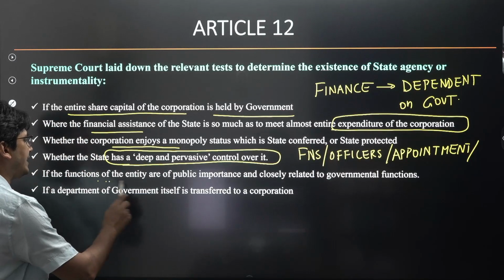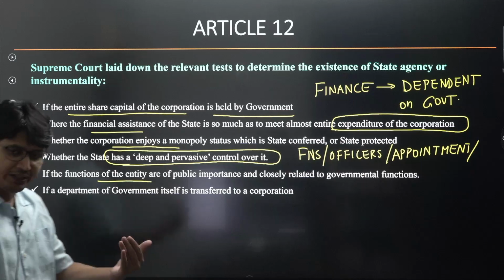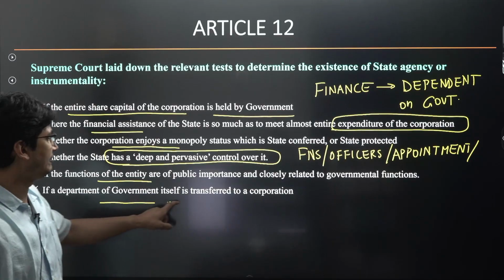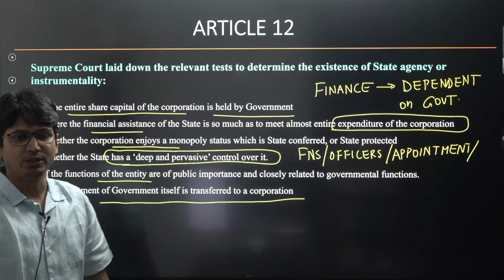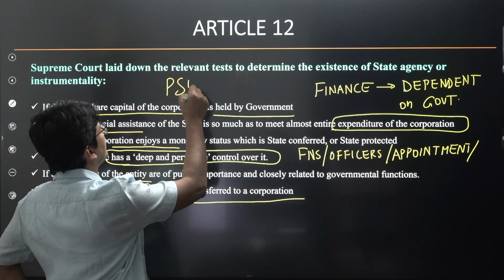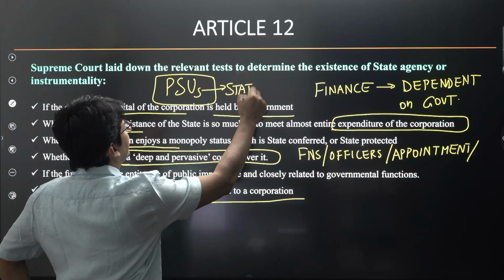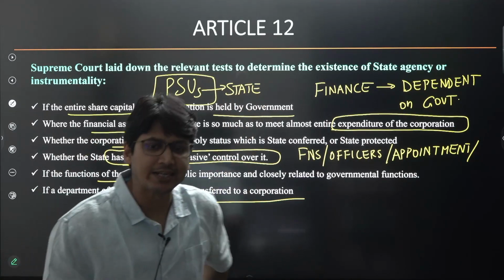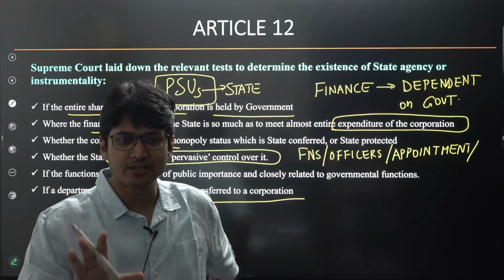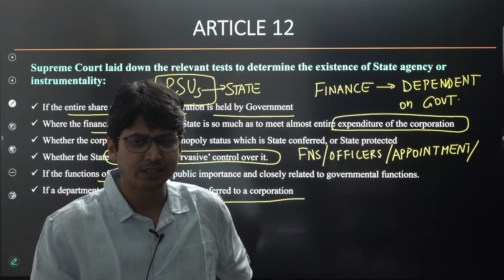If the functions of the entity are of public importance and closely related to governmental functions, do they perform any work for the government, for the public? And if a department of the government itself is transferred to a corporation, in that case a corporation, that is any public sector undertaking, can be said to be a state under Article 12. And yes, all the PSUs are state under Article 12. Okay? All PSUs are state under Article 12. Fatima, is this point clear? I think this is what you are asking.